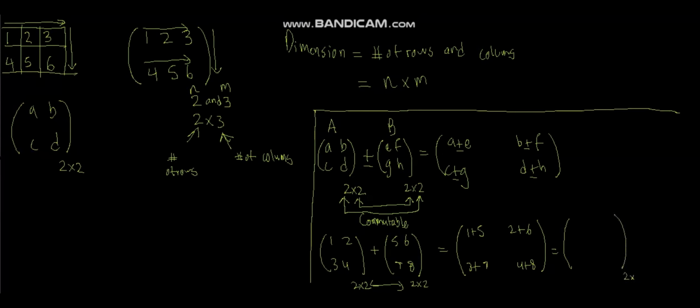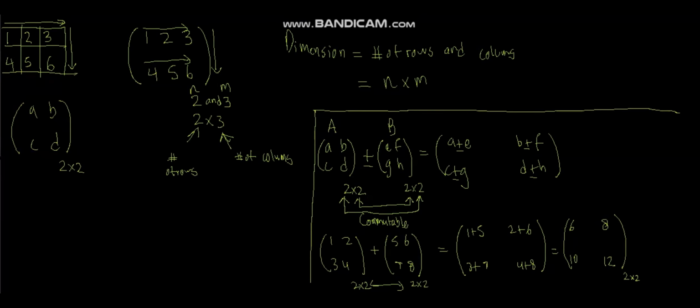So 2 by 2. So 1 plus 5 is 6. 2 plus 6 is 8. 3 and 7 is 10. 4 and 8 is 12.